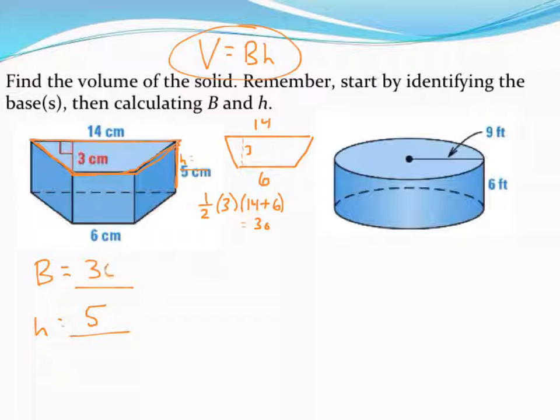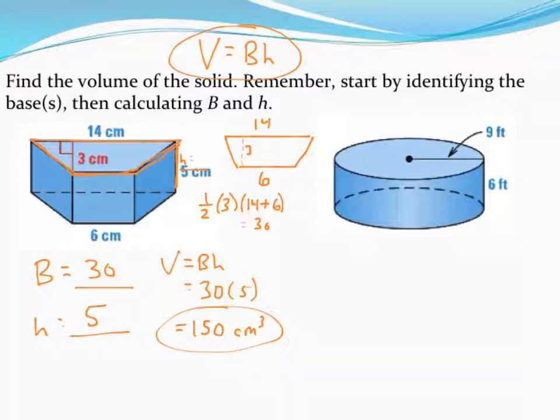So I have the two numbers I need. I have the area of the base to be 30. I have the height of the prism, not height of the trapezoid, but height of the prism to be 5, so multiplying those together, 30 times 5, gets me a volume of 150. Now volume is a cubic dimension, so I'm going to do centimeters cubed for my volume, so 150 centimeters cubed.